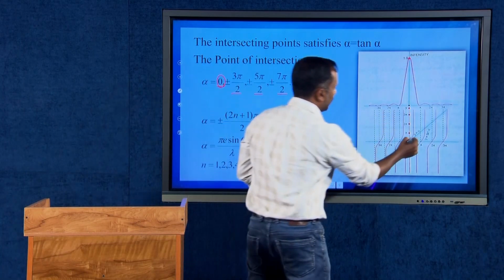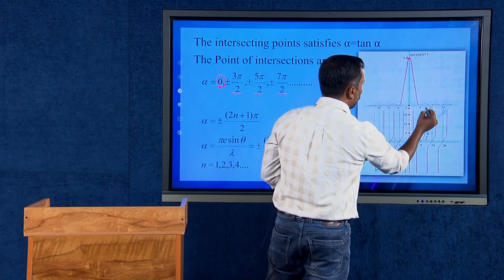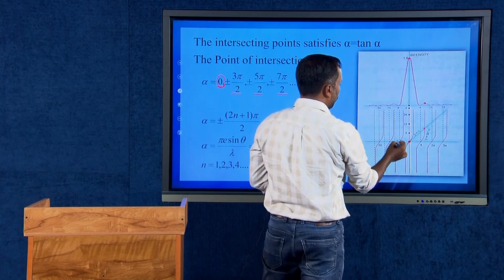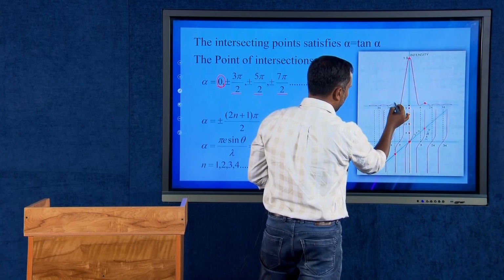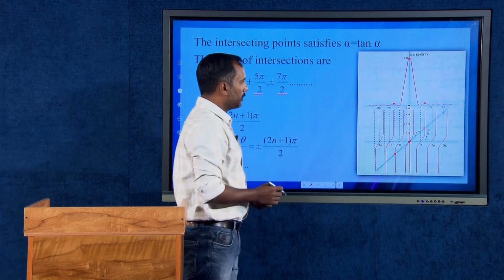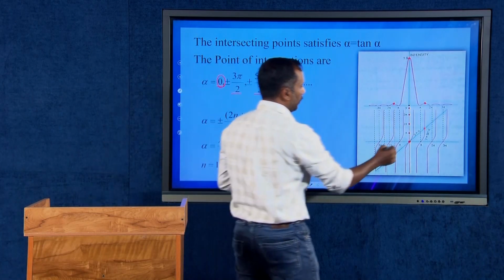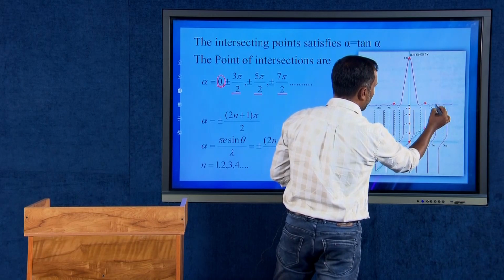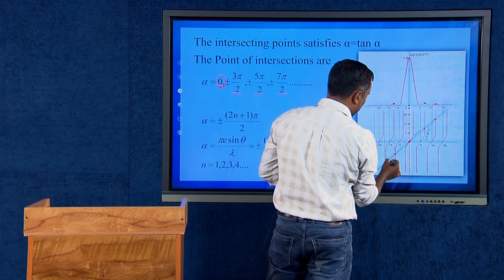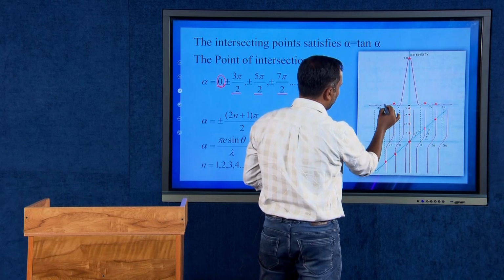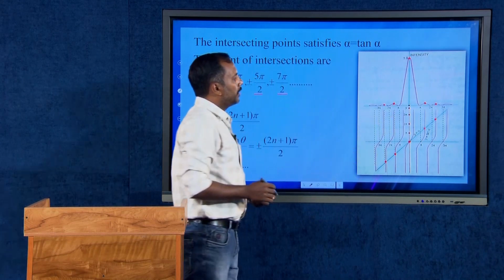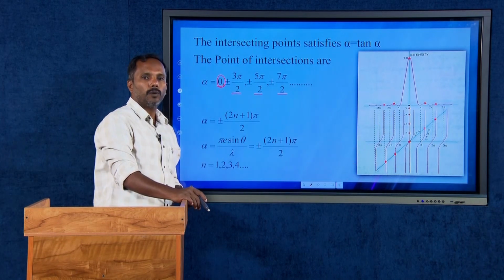Now, the next intersecting point, which is at 3 pi by 2, there you will be getting the first secondary maxima. And at 5 pi by 2, another intersection point, correspondingly you will be getting the second secondary maxima. Here is the intersecting point, here you will be getting the second secondary maxima, and so on.